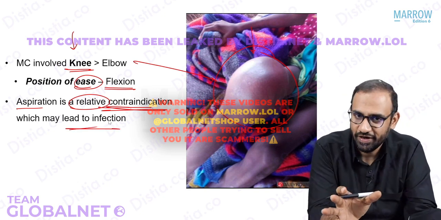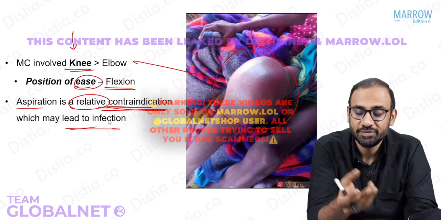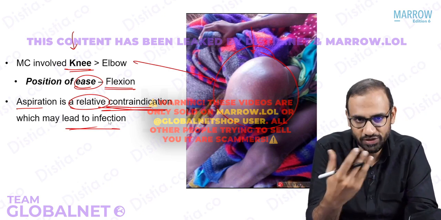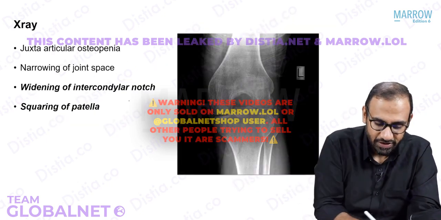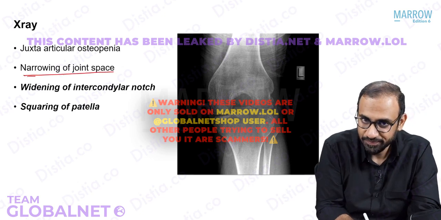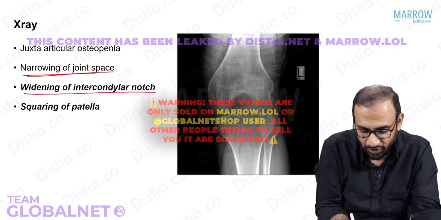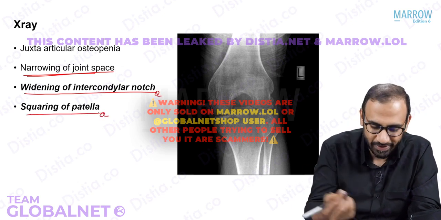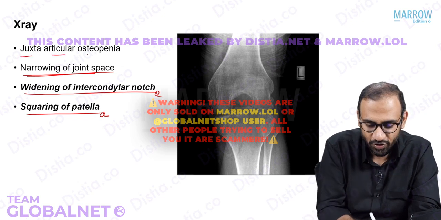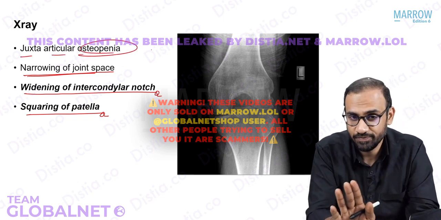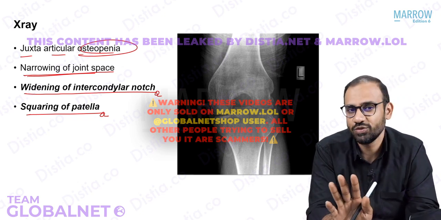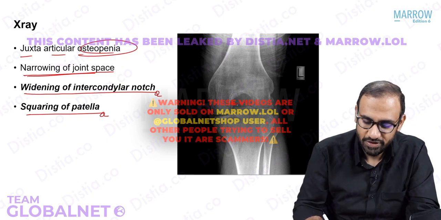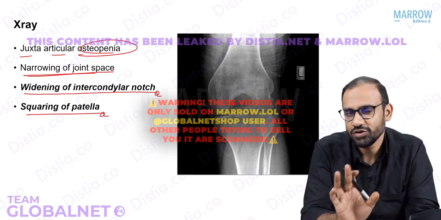Now, what about the radiological findings? Clinical findings we have read. Radiological findings, because of this recurrent bleeding into the joint, I told you there will be synovitis, which will lead to destruction, right? So what will you notice? There will be narrowing of the joint space, widening of the intercondylar notch, squaring of patella. And obviously, because of frequent bleeding and inflammation, juxta-articular osteopenia or osteoporosis, no sclerosis. No sclerosis. So wherever there is inflammation, there is no sclerosis. Please keep that in mind for now. Okay. So widening of the intercondylar space, squaring of patella, and narrowing of the joint space.